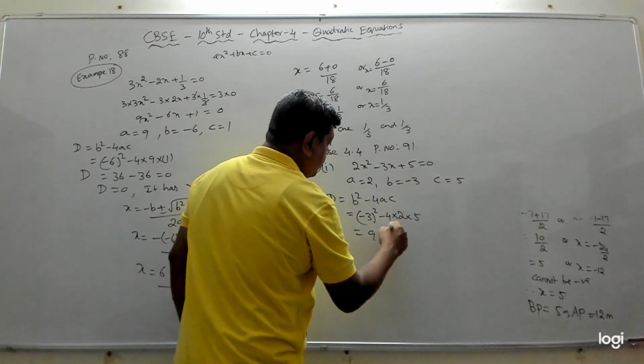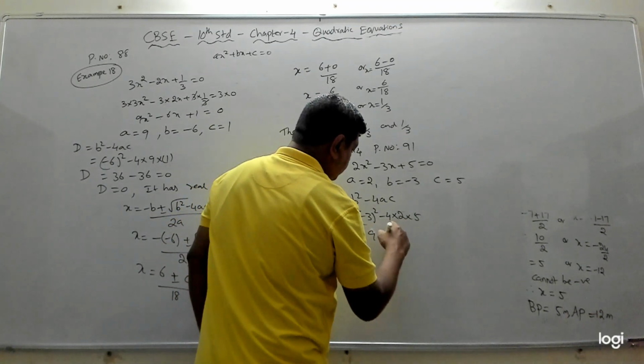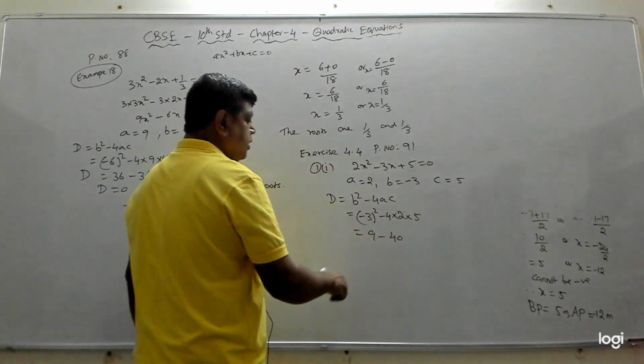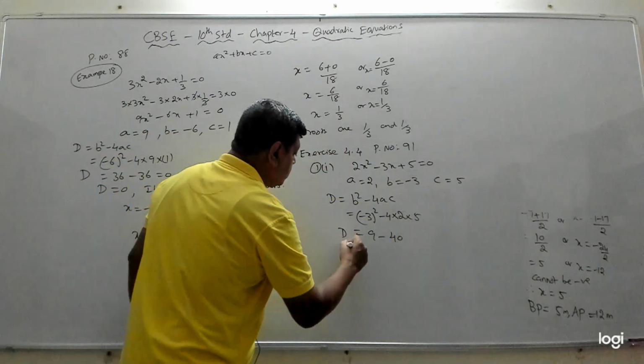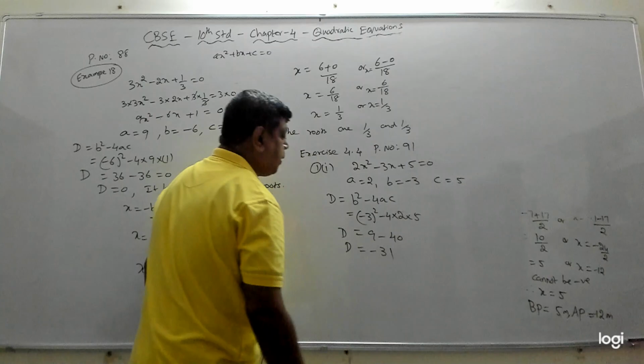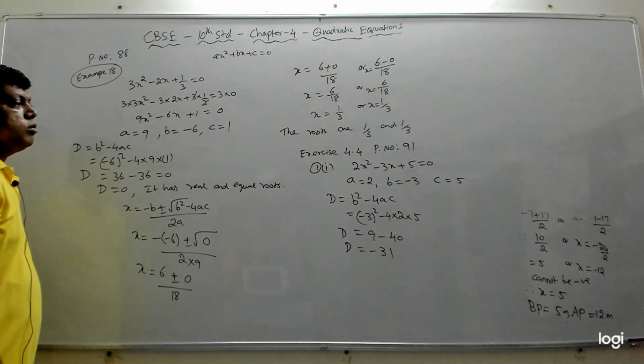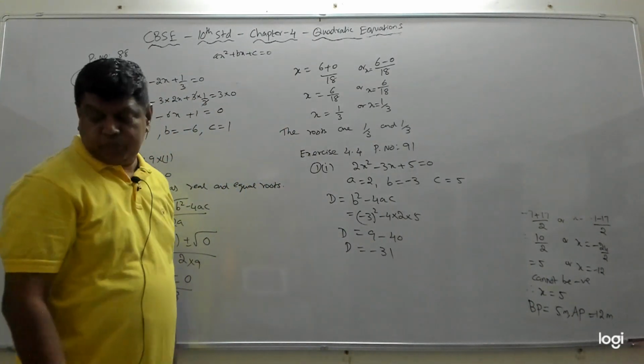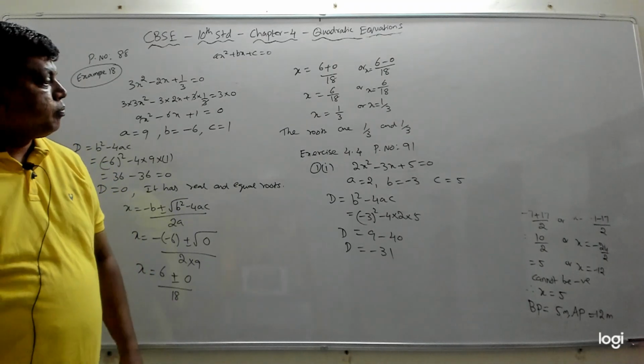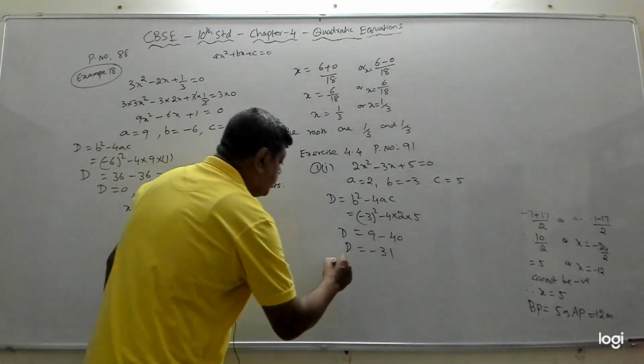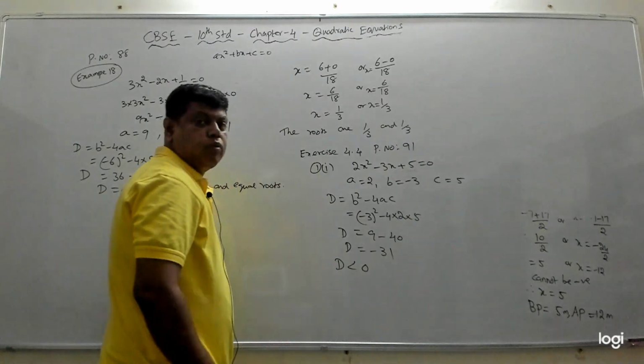You get 9 minus 8 times 5, which is 40. So you get D is equal to minus 31. D is equal to minus 31. So which means your D is less than 0.